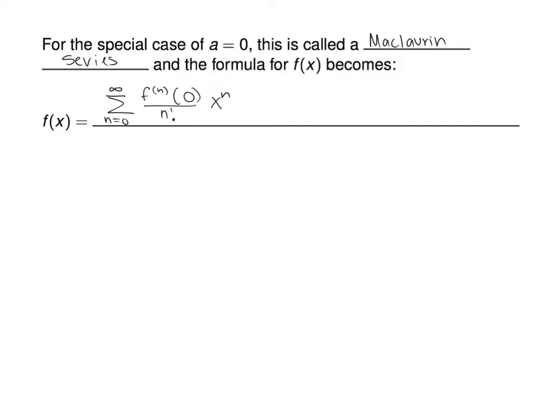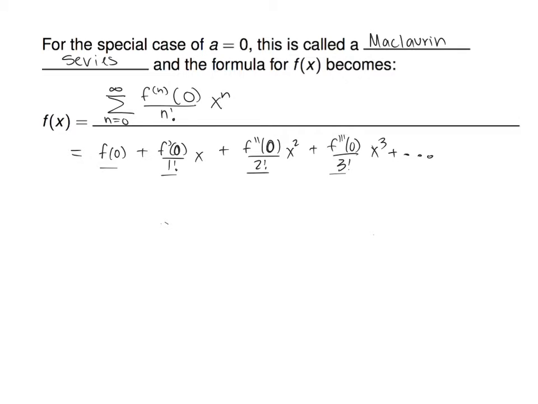And listing out these terms, which usually is the way to think about it, is to list the terms and look for a pattern. This is f of 0, technically over 0 factorial, but that's just 1. Plus f prime of 0 over 1 factorial times x, plus f double prime of 0 over 2 factorial x squared, f triple prime at 0 over 3 factorial x cubed, etc. So given a function, you need to find a pattern for what happens when you plug 0 into its derivatives.